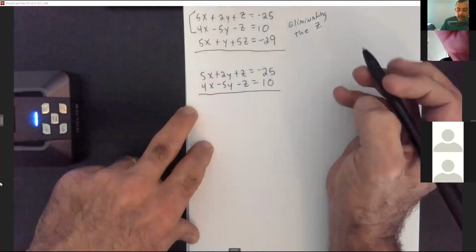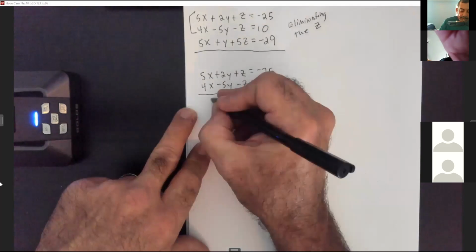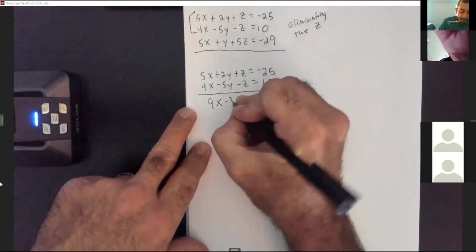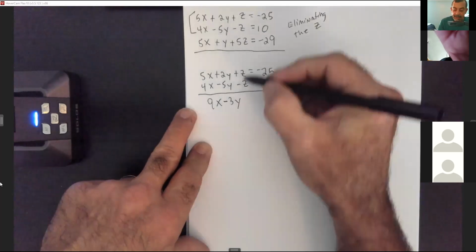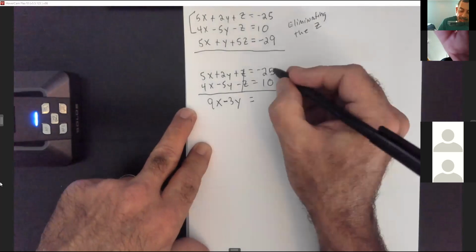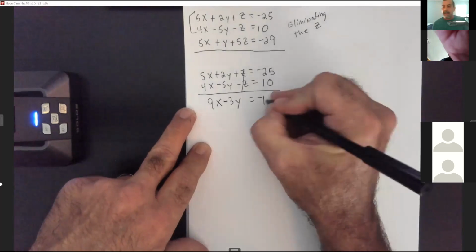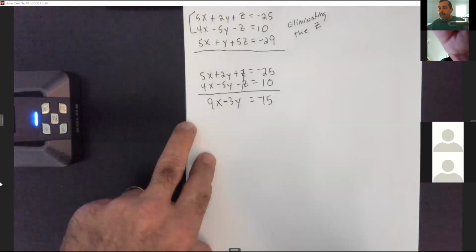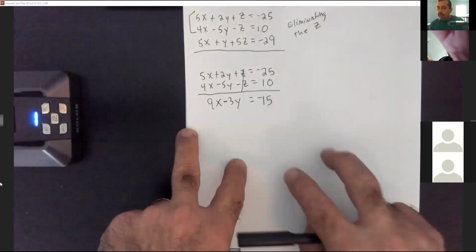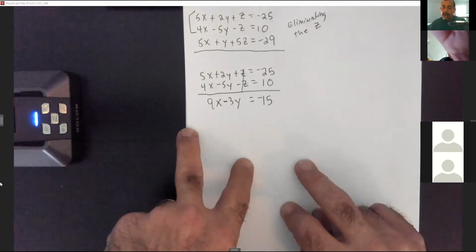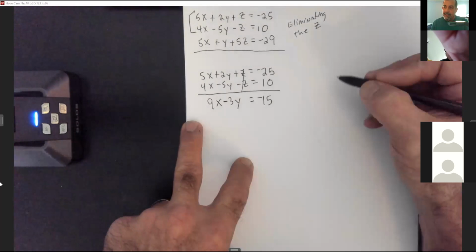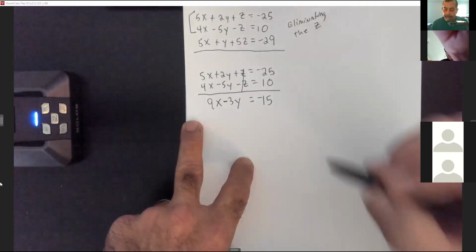So notice when we add those, we get 9x. 2 and negative 5 give me negative 3y. The z's canceled. And on the right side, negative 25 and 10 give me a negative 15. So that's going to be the first row of our next system of equations that's going to have 2 variables and 2 equations. So now we've got to get the second equation to eliminate the z.